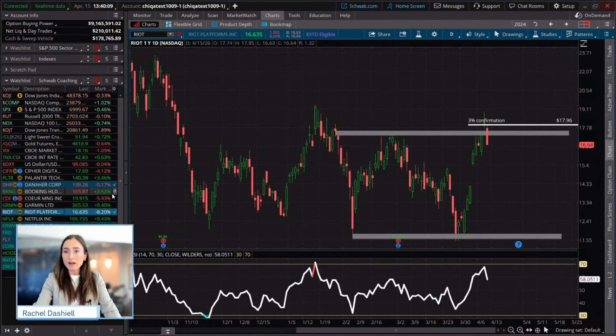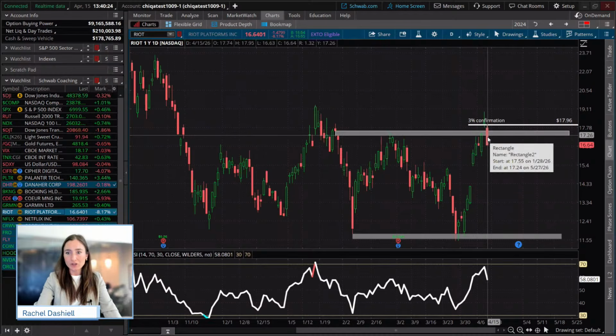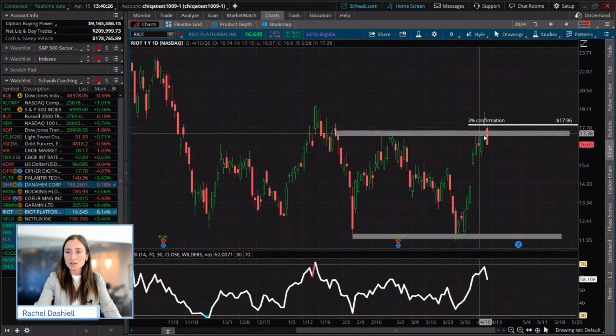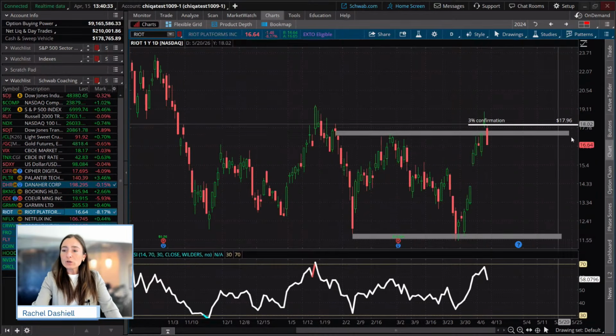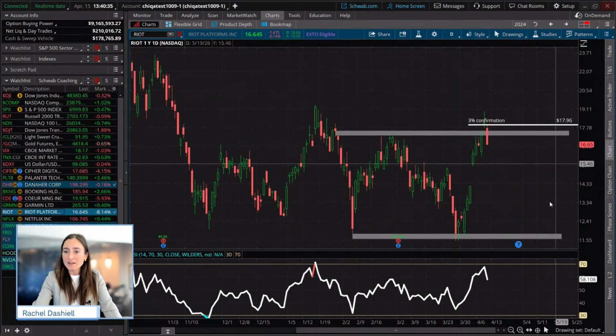We're going to look at Riot. So we did get a little bit of a breakout here from this double bottom pattern. We did get that 3% confirmation where price closed above that level, but today it's looking like a little bit of a failed breakout. We are seeing an exhaustion gap here, where we saw that gap get filled in a day. So we would wait for a little bit more confirmation there for price to break out again.